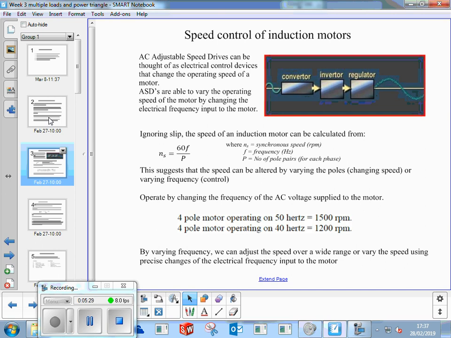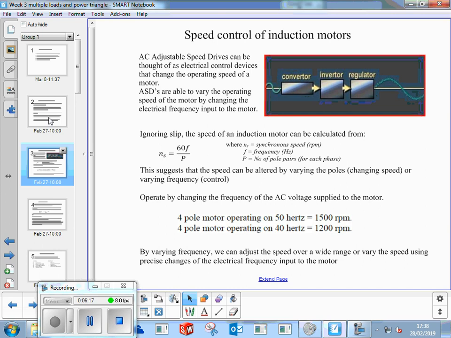Regarding slip, we talked about that last time. The speed of an induction motor comes from a formula that involves 60 times the frequency divided by the number of poles. So if we alter the frequency, we change the speed of the motor. You can see it from the 2 different systems around the world. In this country, on the 50 Hertz system, a 4-pole motor operates at 1500 RPM, but in Japan or America, on 60 Hertz, it would operate at 1800 RPM. I've got that the wrong way around, haven't I? Oh, I put 40 Hertz there, not 60.